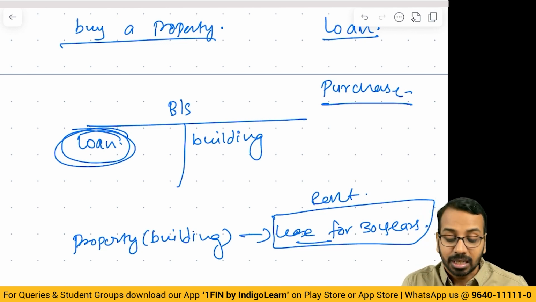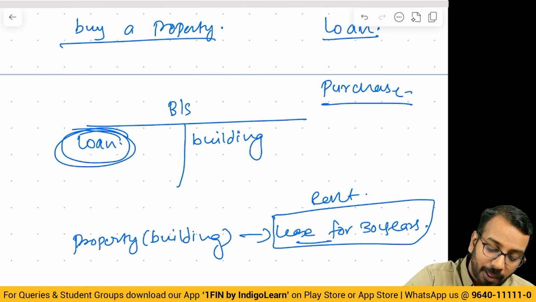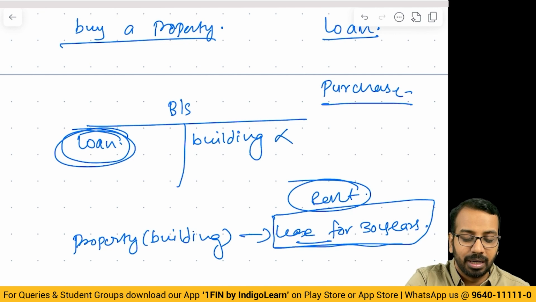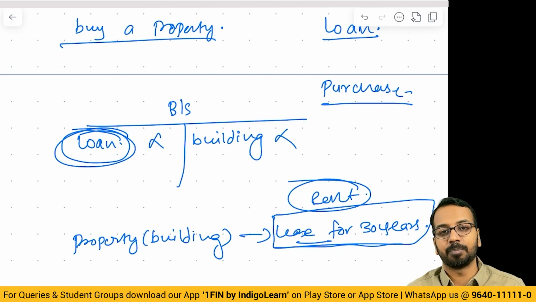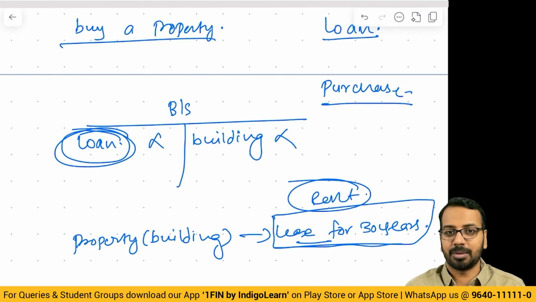That is the arrangement. Now, in this scenario, before the standard was introduced, what used to happen is, because I have taken it on rent, I would never show any building or loan in the balance sheet. This gave an incorrect picture to the users of the financial statement.